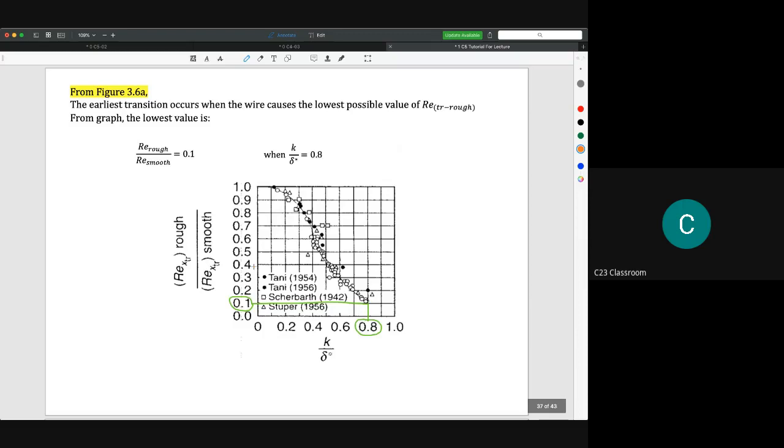The question asks, what is the earliest transition that occurs when the wire causes the lowest possible value of Reynolds transition? From the graph, we found that the lowest one is 0.1, let's say, according to this graph, and the ratio is 0.8. So the ratio of k over delta star.